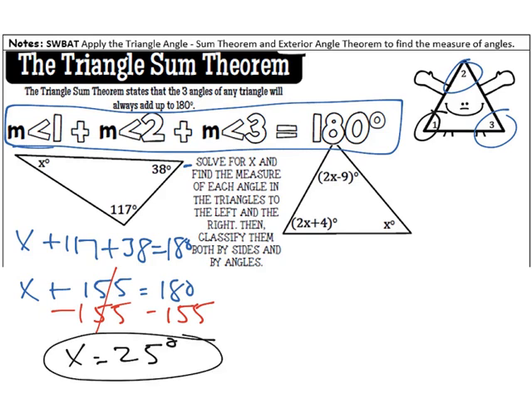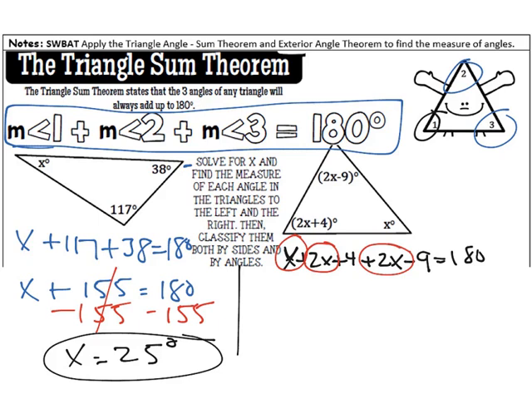Let's go ahead and take the second one. A little more challenging, but same principle. We have x plus 2x plus 4, I'm just adding all the angles, plus 2x minus 9, and this all equals 180. Okay, so let me clean up there. Once I combine all my like terms, I can add the x's: x plus 2x plus 2x. So the total number of x's I have here is 5 x's.